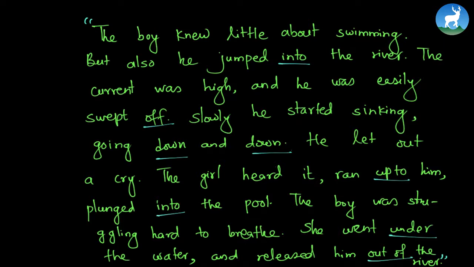Alright, we used some of the prepositions of motion like into, off, down. Again, we used into. We used the words up to. They are two separate words. We used the word under and finally out of. Like this, you can try writing about anything. You can describe any kind of picture by using the prepositions of motion. Alright, let's go to another section of writing.